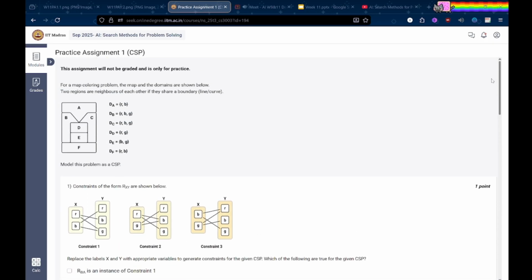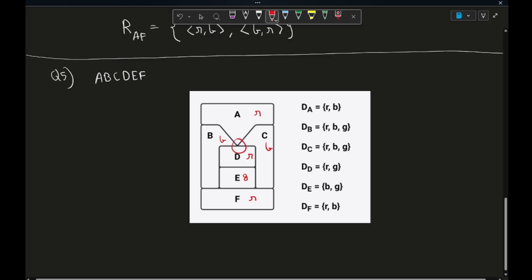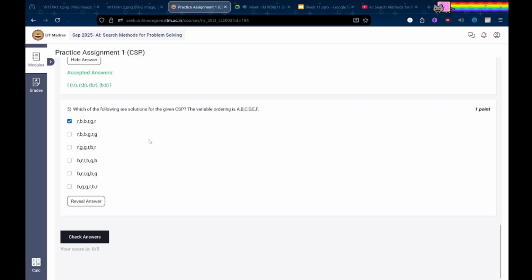What it is saying is that two regions are neighbors only if they share a boundary, a line or a curve. These two don't share a boundary, they only share a point. So this is valid. I'll say this is valid.